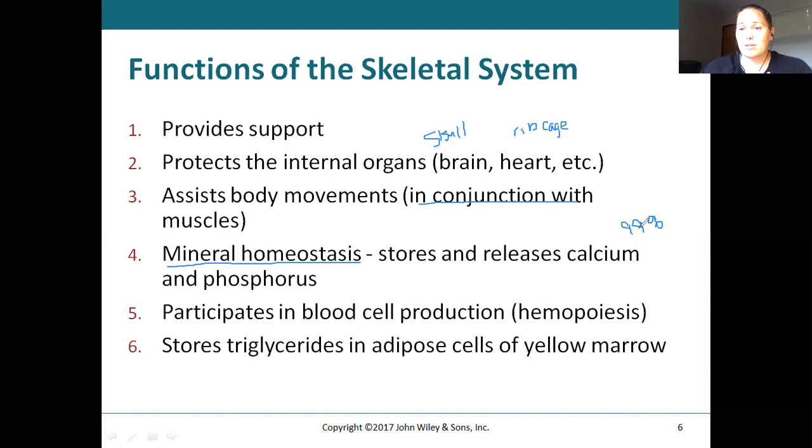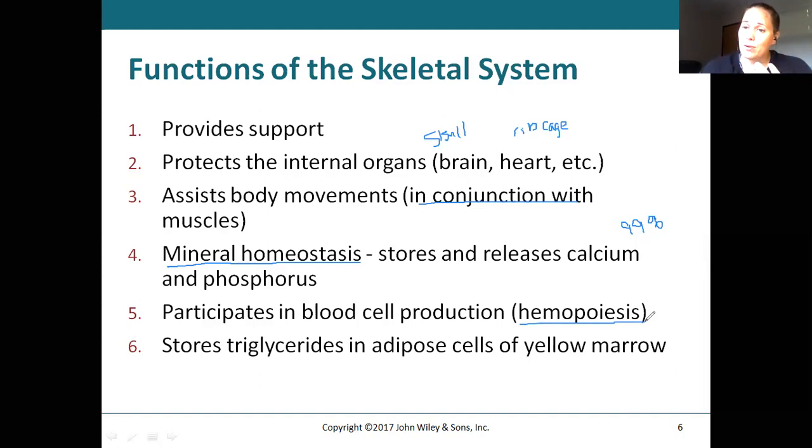Another function for the skeletal system is that within bones, you have blood cell production, or hemopoiesis. So for more blood cells to be made within the body, we have to have certain locations within the bone for those blood cells to be made.